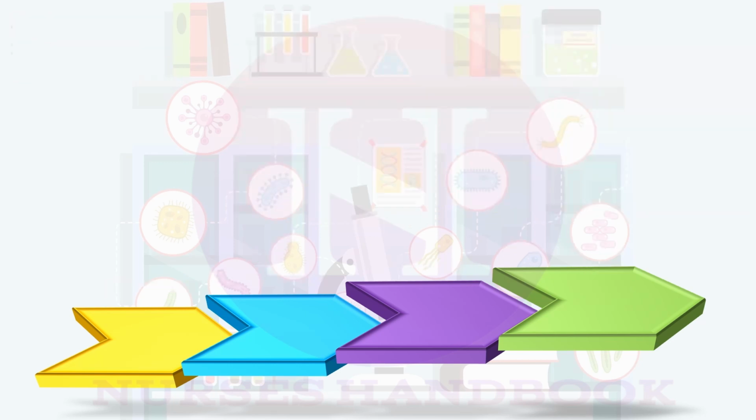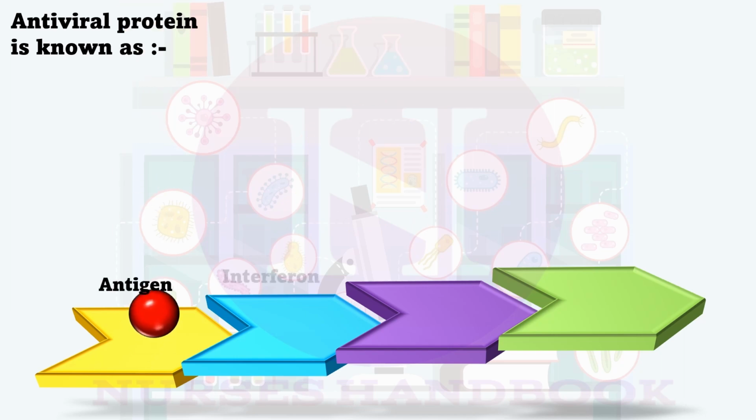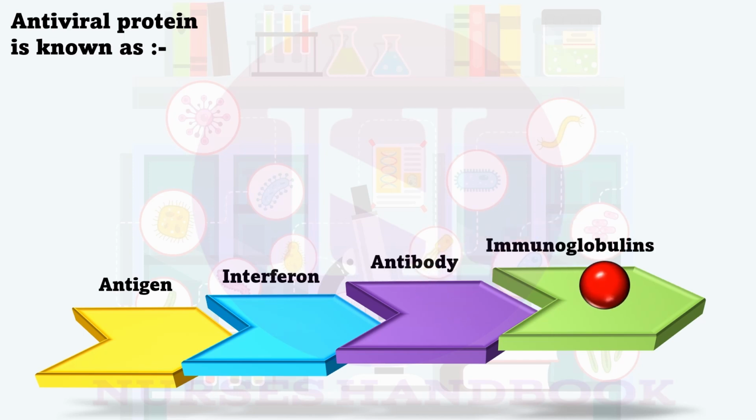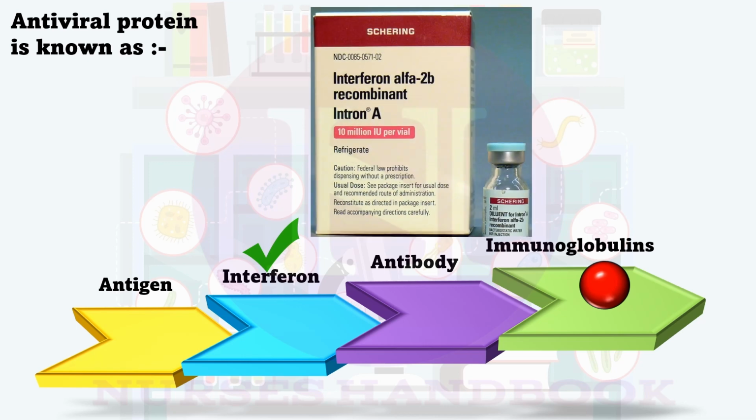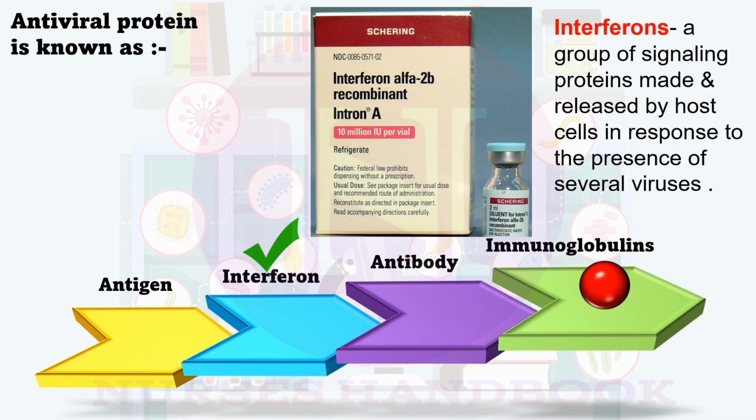Question number 8. Antiviral protein is known as antigen, interferon, antibody, immunoglobulins. And the correct answer is interferon. Interferons are proteins that are the part of our natural defense. They are released in response to the presence of several viruses.